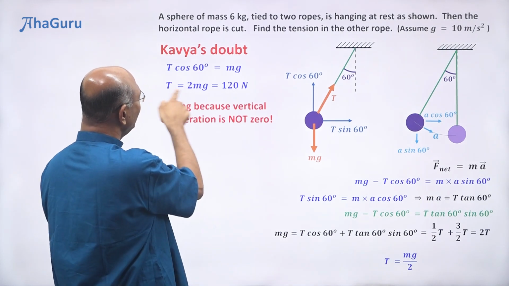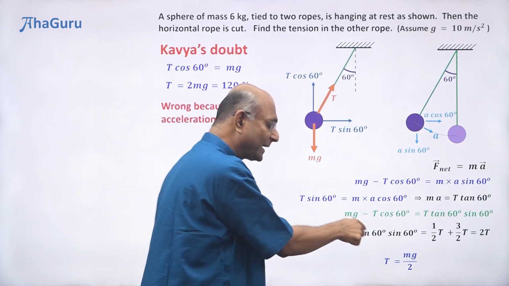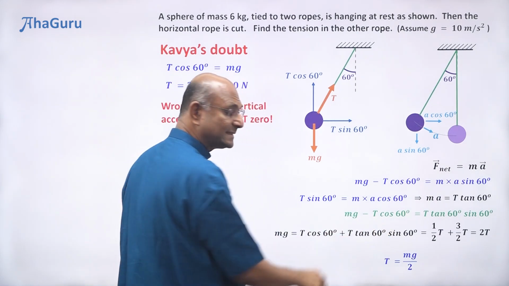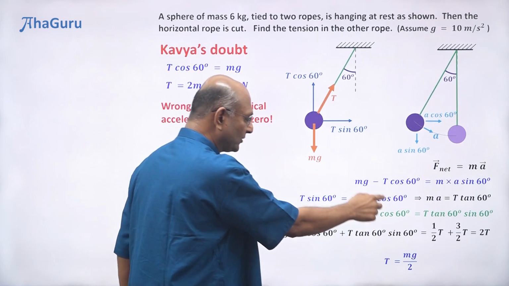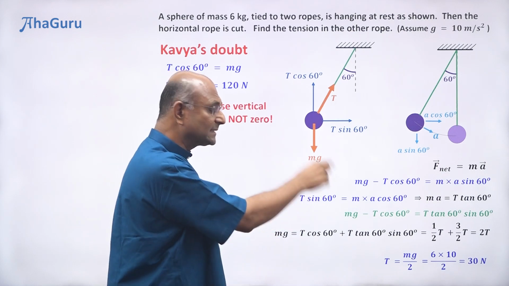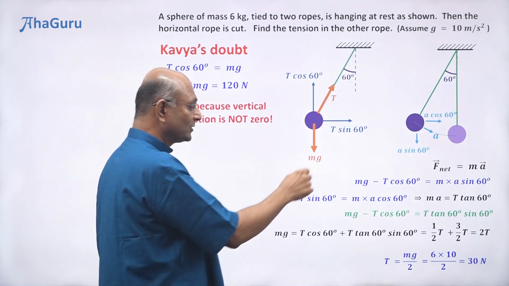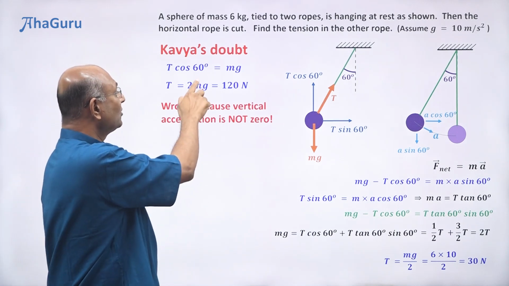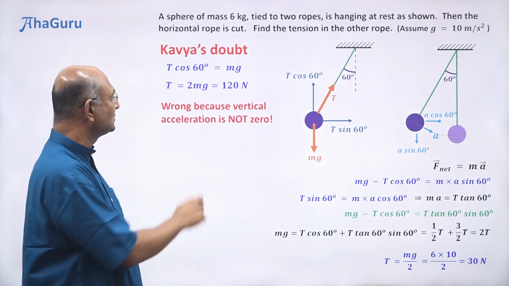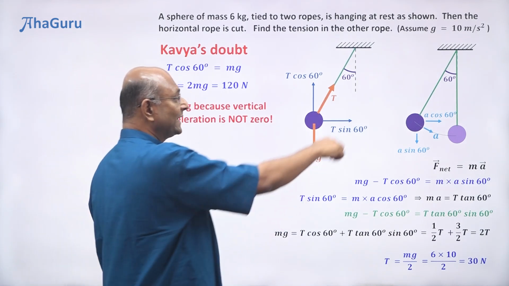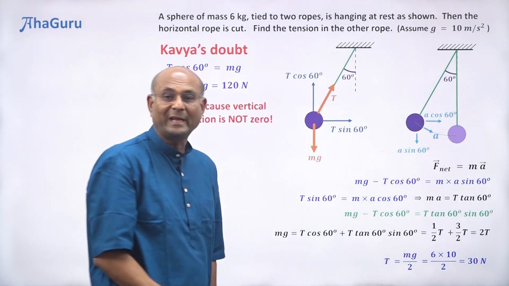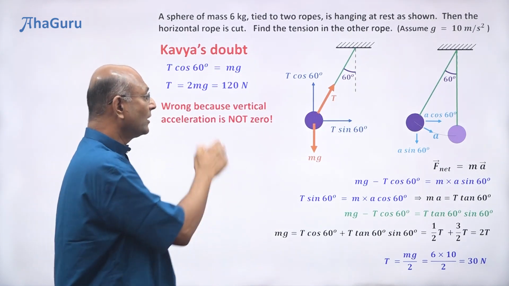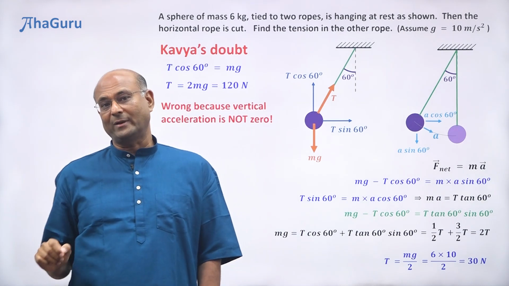Here we got T is 2 mg, whereas here we are getting T is mg by 2. Now, what is m? 6 kg, right? So, 6 into 10 by 2, which is 30 newtons. So, this is the correct answer. The tension is 30 newtons, not 120 newtons. This is wrong because there is a vertical component of the acceleration. So, you cannot say that this force and this force cancel. You have to say net force is mass into acceleration.